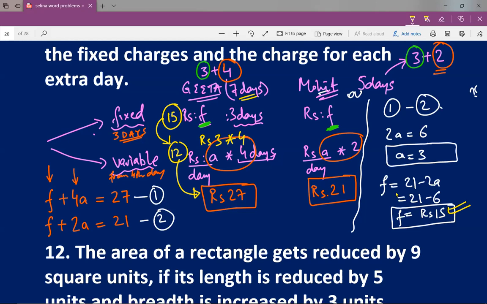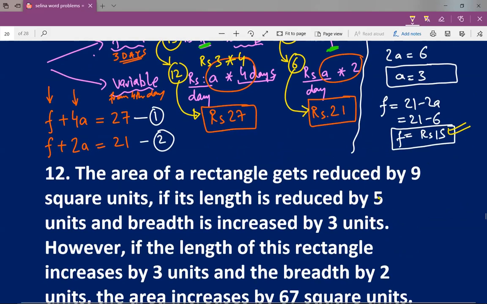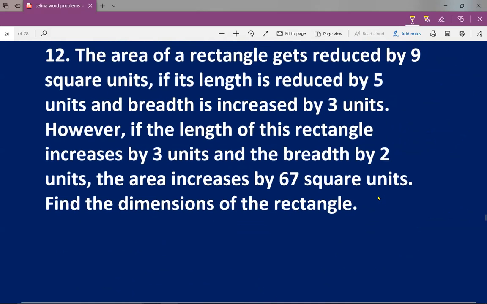For Mohit, again, the fixed charge would be rupees 15. The additional charge is for 2 days because he had kept the book for 5 days, 3 plus 2. So for 2 days, he will be charged rupees 6. 15 plus 6 is equal to rupees 21. I hope this question is clear. Okay. Let us move to the next question.